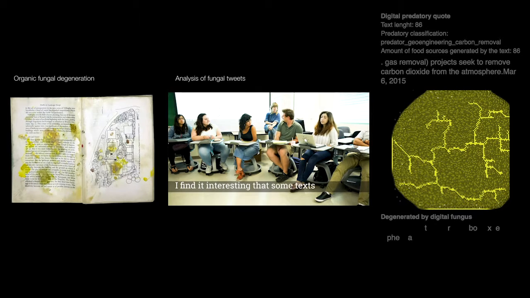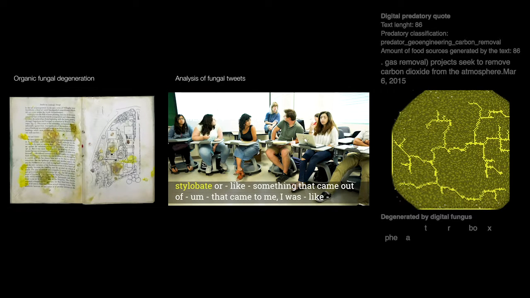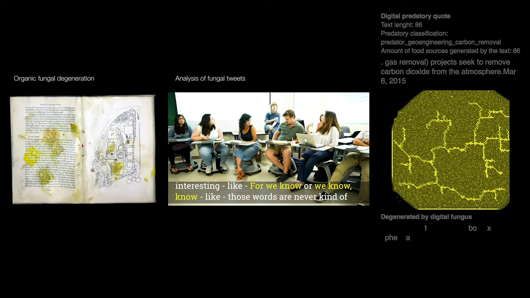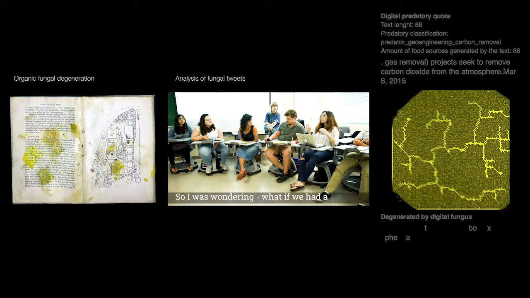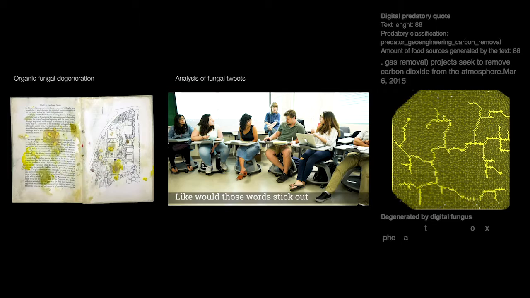I find it interesting that some texts are repeated over and over. So we were talking about style bait, or something that came to me. I was like, interesting, for we know or we know, no. Those words are never separated. Yeah. So I was wondering, what if we had a different book or a different text? Would the fungus do the same thing for that text? Would those words stick out almost to the fungus?